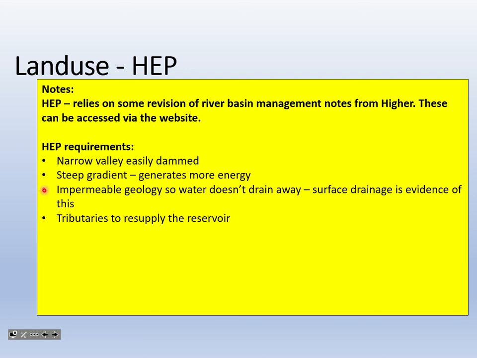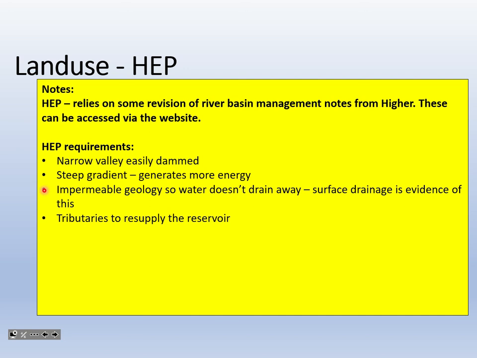You want impermeable geology, so the water doesn't drain away. The way you evidence that on your map is either to use your atlas, which may have a geology map in it, or is to look at the presence of surface drainage. If you've got lots of streams running over the surface, that is reasonable map evidence to suggest that the geology underneath is impermeable, i.e. that water is not just infiltrating and percolating away down through the ground.